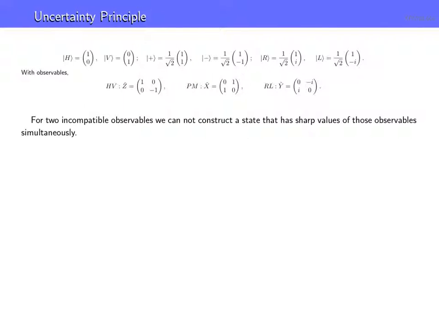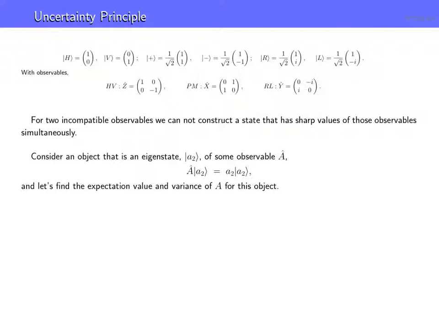So first of all, let's consider an eigenstate of some observable A, and we'll call it A2 just as a random value, which means that if we act on the state with A, we get the A2 value out multiplied by the state vector. And we want to find the expectation value and the variance for this object. So the expectation value we went through previously, and this is how we calculated it.